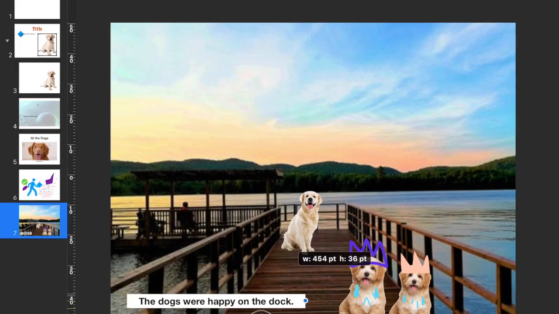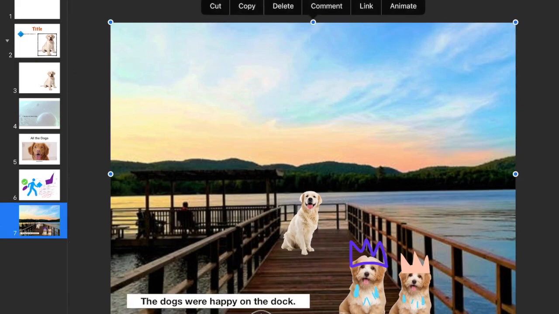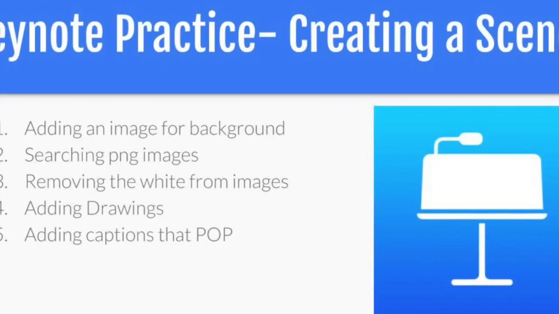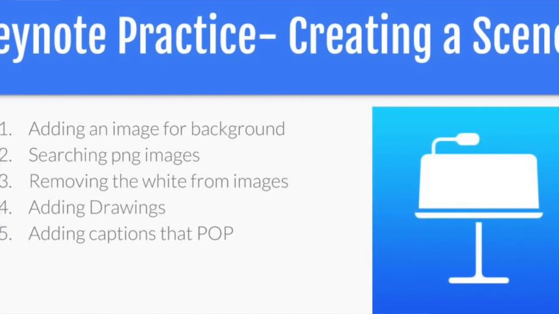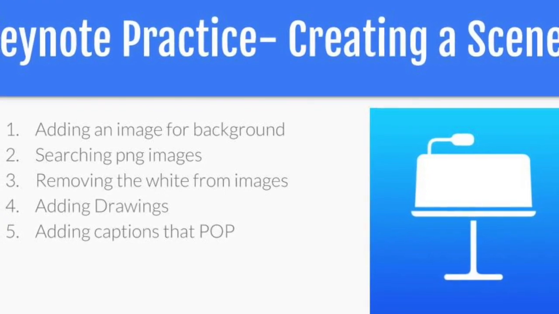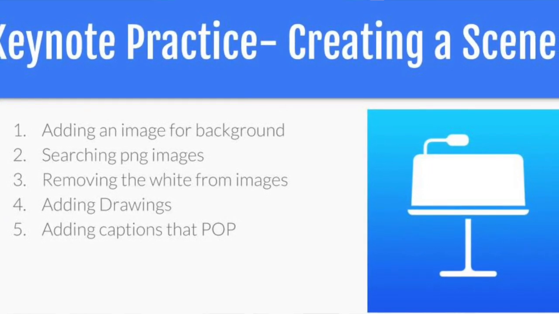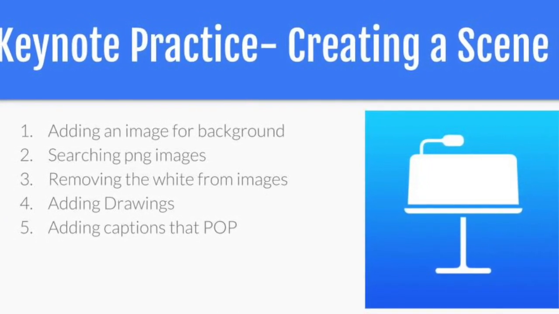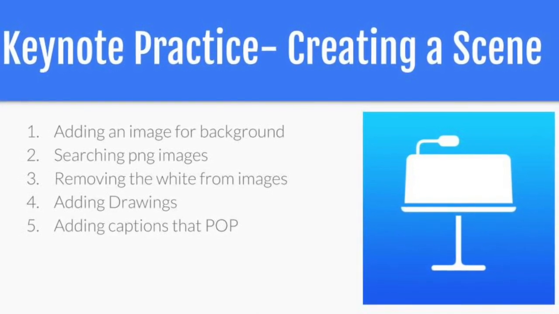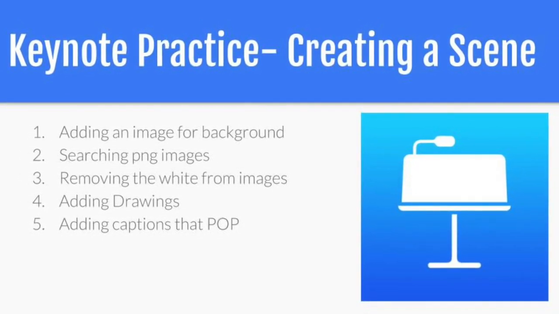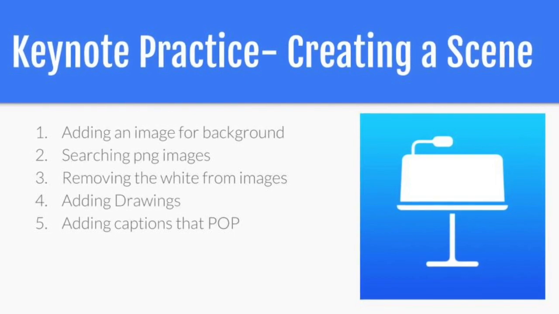And remember, again, the words are so important. We really want to make sure that they're readable. All right, and so that's how you can add an image to the background. Search for PNG files. Remove the white from the background of the images with Instant Alpha. Add drawings and add captions that really pop. Give it a try and have fun.